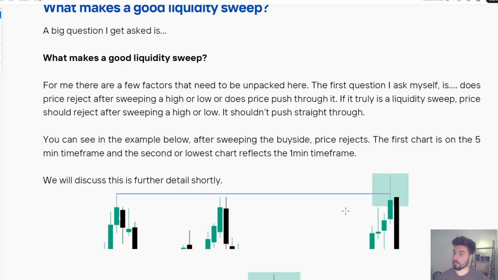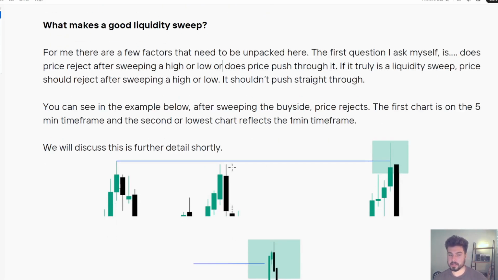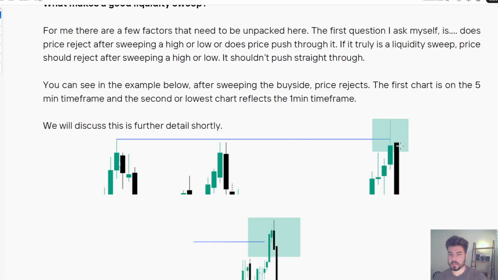So if it's truly a liquidity sweep, it's in the word, a sweep. A sweep is not a push through, it's a sweep. So you want to come up and then come back down. Price should reject after sweeping that high or low. It shouldn't just push straight through and then close aggressively. If you're looking at the market and say this example here, this is a good liquidity sweep because we pierce through these relative equal highs and then we reject. That is a good liquidity sweep.